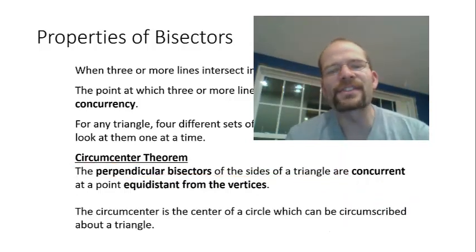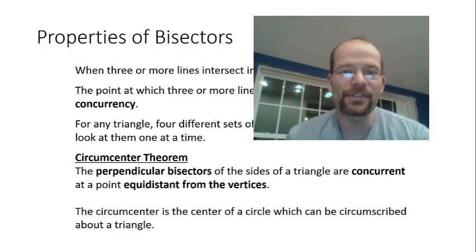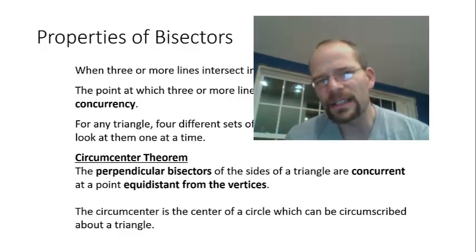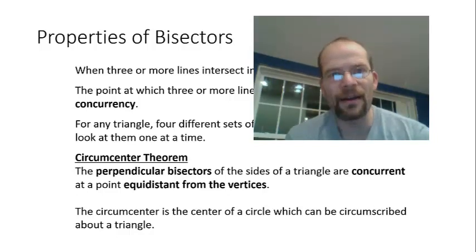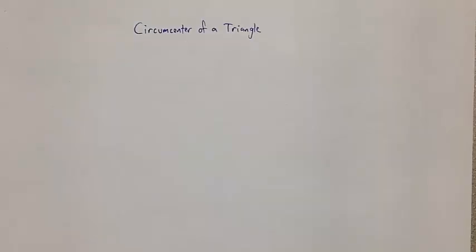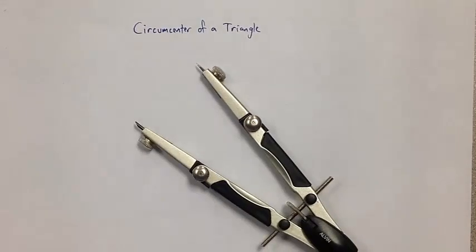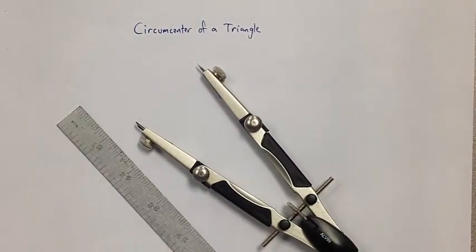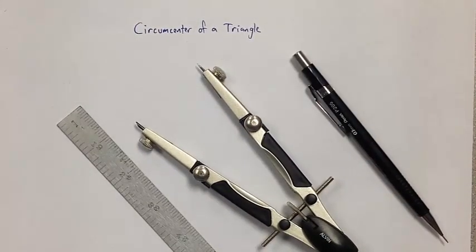Circumcenter is the center of a circle which can be circumscribed about a triangle. Again, let's go ahead and look at the construction right now and I think we can make sense out of that. Now we'll construct the circumcenter of a triangle. In order to do that, we need three tools. We need a compass, we need a straight edge, we need a pencil. Remember that the circumcenter of a triangle is the point of concurrency of the three perpendicular bisectors, that is, the perpendicular bisectors of each side.